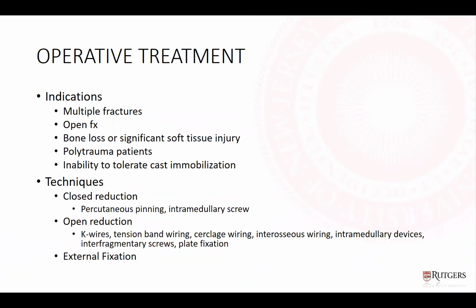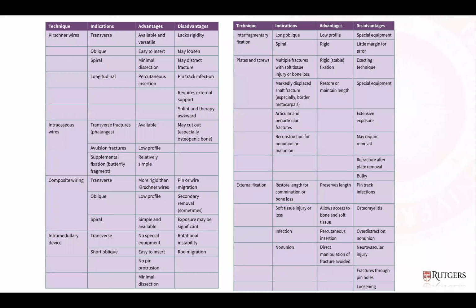So operative treatment indications, generally multiple fractures, open fractures, bone loss or significant soft tissue injuries, any polytrauma patients, or any patients that are unable to tolerate cast immobilization. Techniques can be closed reduction percutaneous pinning, intramedullary pin, intramedullary screw, open reduction via a number of techniques, and external fixation. This is a busy slide, but it's taken out of Green's and highlights the multitude of options to consider when fixing these fractures.